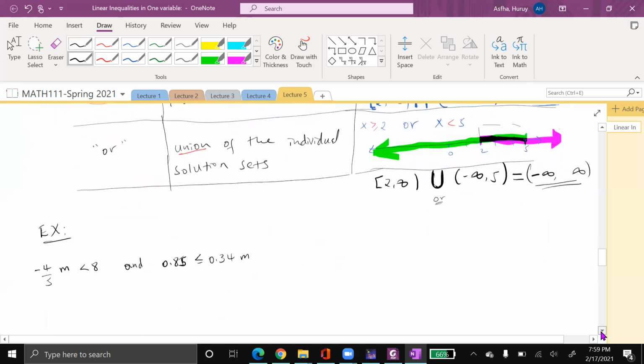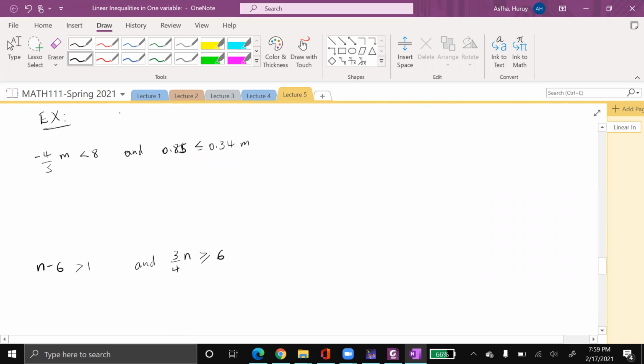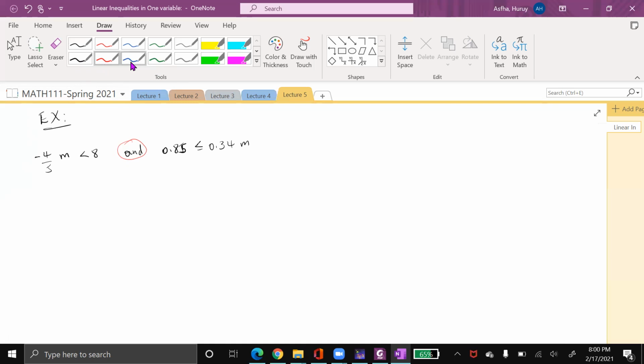Now let's see how to solve such compound inequalities. And we will follow the steps. So consider this. We have negative 4/5 m less than 8, and 0.85 less than or equal to 0.34 m. And I will circle this one so that we can see it at the end. It's always a good idea to write it down at every step, but if not, remember it at the end.